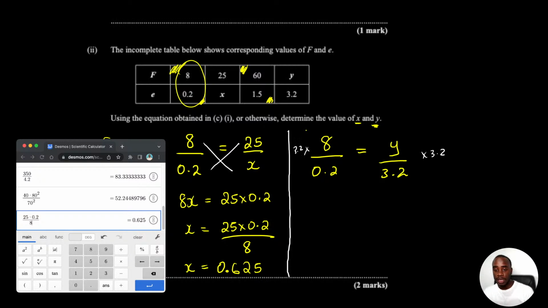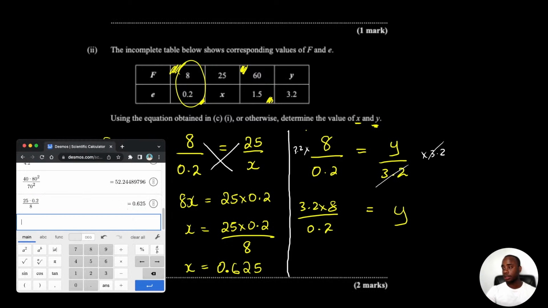Because if we do that, these will cancel. So that means y will be equal to 3.2 times 8 divided by 0.2. And now all we got to do is throw that into our calculator.